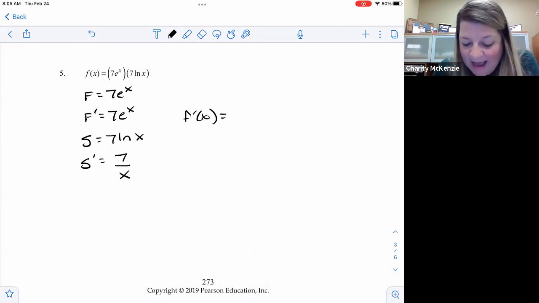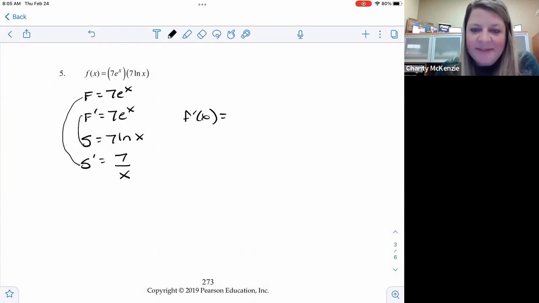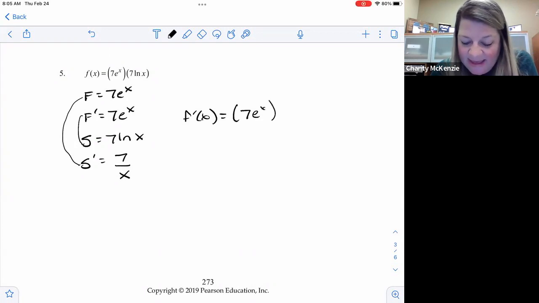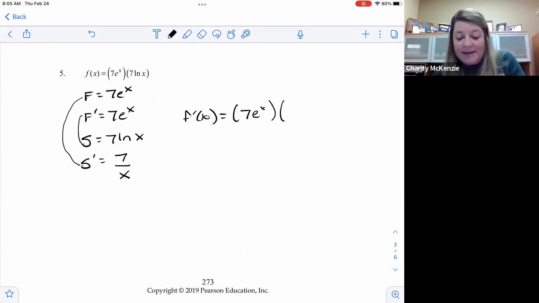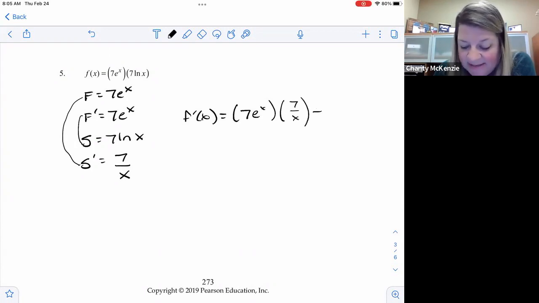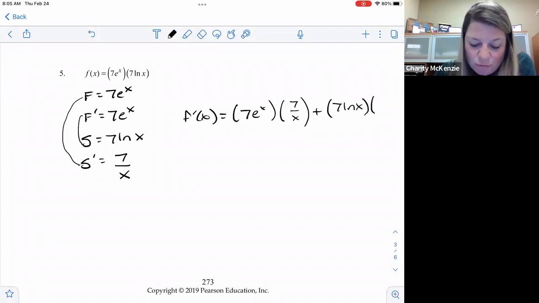But really, I just know it is original first times the derivative of the second, and then these two. So original first is 7 e to the x, and then times the derivative of the other one would be 7 over x plus. That's why we can mix them, because it's plus. And then we have to do our original second one, 7 natural log of x times the derivative of the first, 7 e to the x.